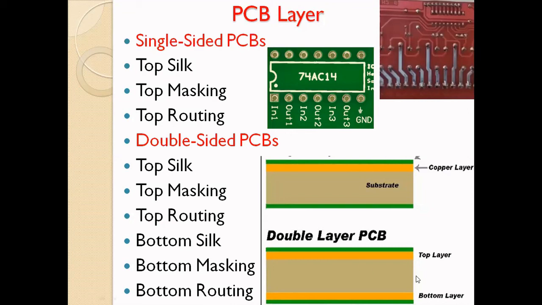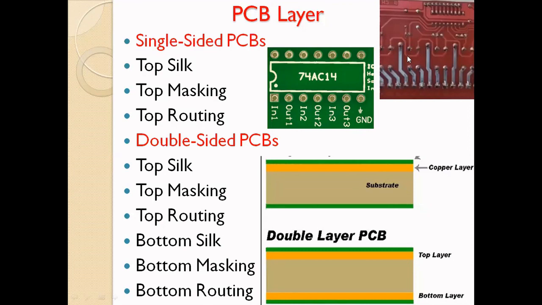This is called a double layer PCB board. You can see here the top also has a layer, and the bottom also has a layer. So it is called a double layer. If you see here, this is called a single layer PCB. First, what is meant by top silk? Here we are going to use one IC. Here are some lines, and here it is marked IN3 ground. This is called silk. Next one is routing, this is called routing.